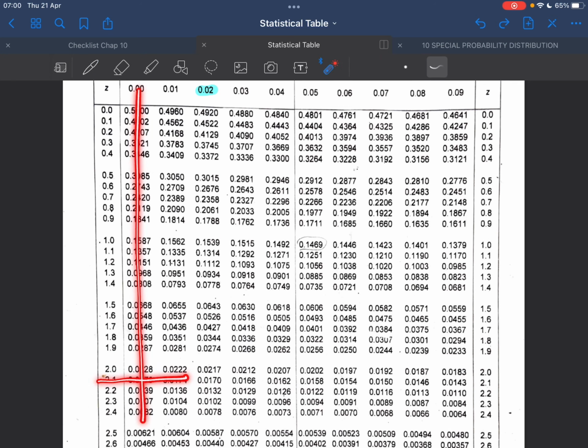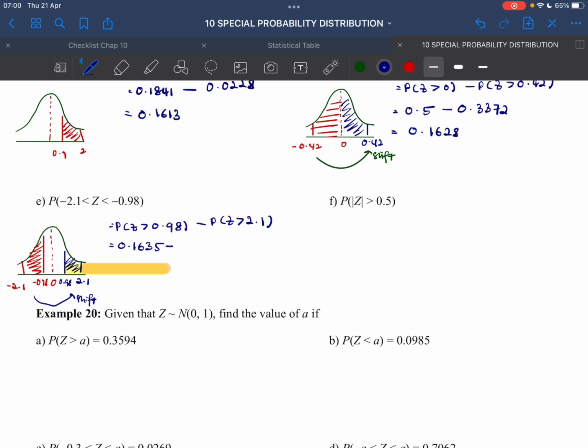So the probability is 0.0179, and the final answer we have is 0.1456. Okay, the last one, probability of modulus z greater than 0.5.